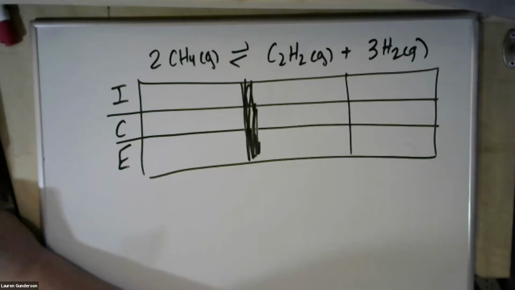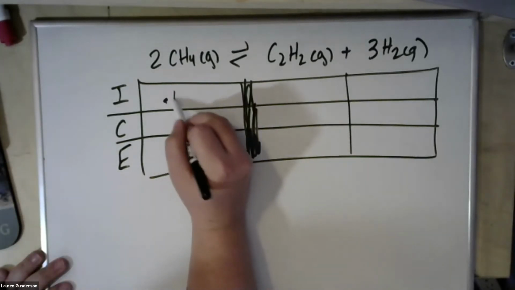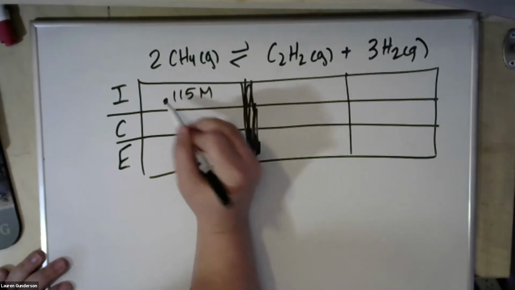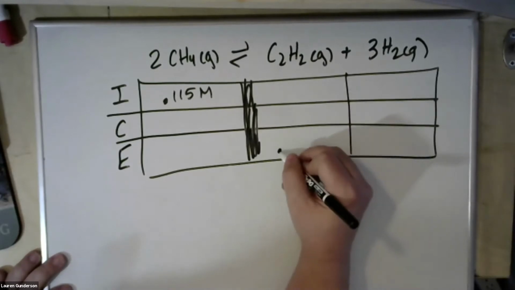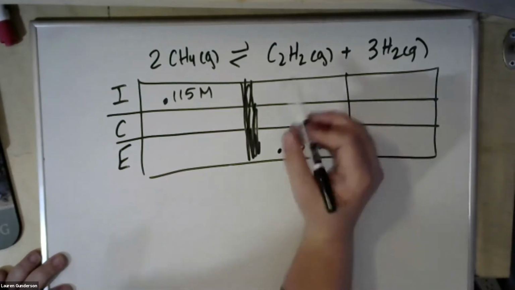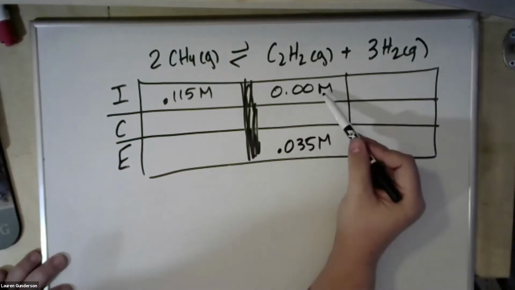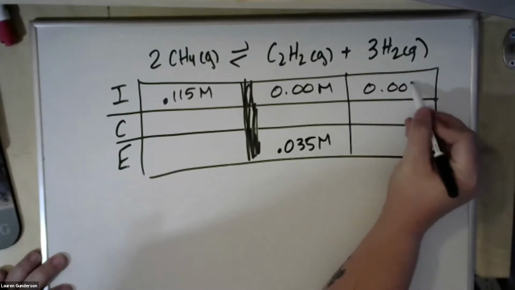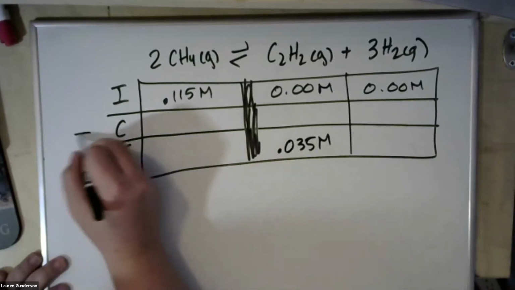So this problem tells us that we have a reaction mixture at 1700 degrees Celsius. It initially contains just some CH4 at 0.115 molar. At equilibrium, the reaction mixture contains 0.035 molar C2H2, and we're going to find the Kc value from this. So we know right away that we started with none of these products.